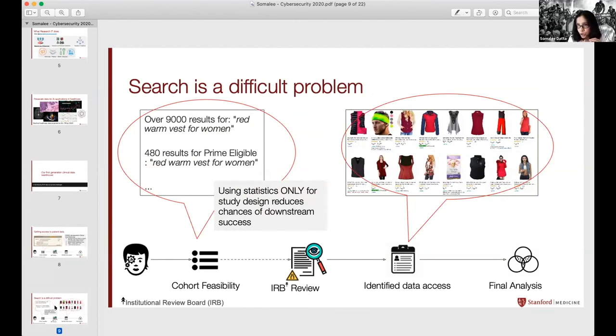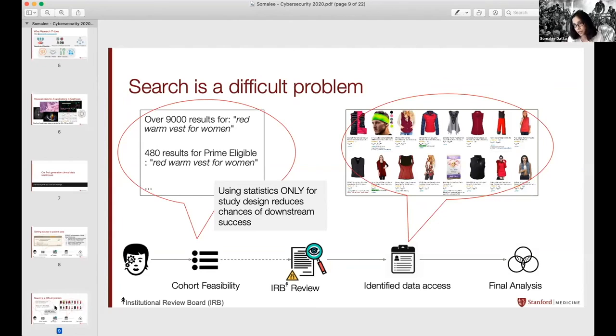So the fundamental issue with this is that they are using just the statistical data for estimating or designing their studies. For any of you who has looked at your Amazon web cart, you have a left-hand pane that gives you all the filters and the right-hand pane that gives you all the results. So here you have this particular example where if you're searching for red warm vest for women, you filter down, you say, okay, I just want the prime eligible, you can see 480 results. But if you take a look at your right-hand pane, very few of them are red vests and relevant to what you're looking for.